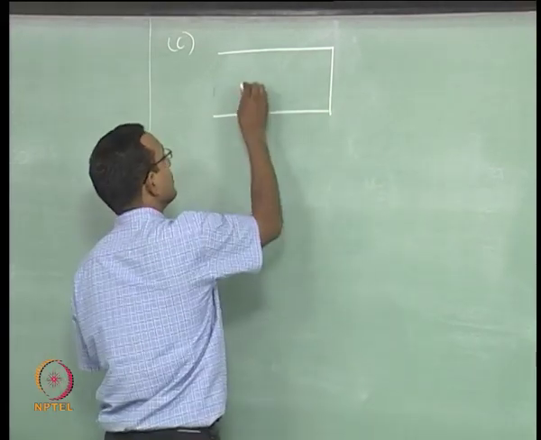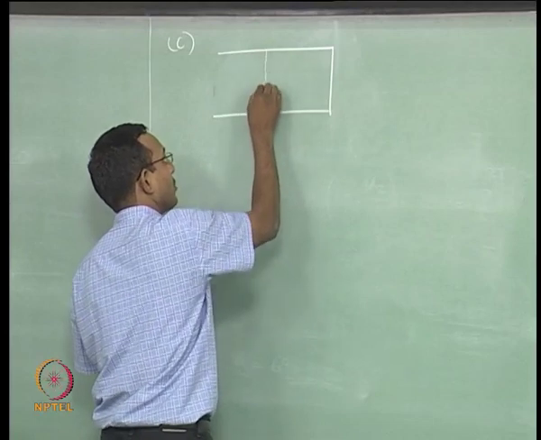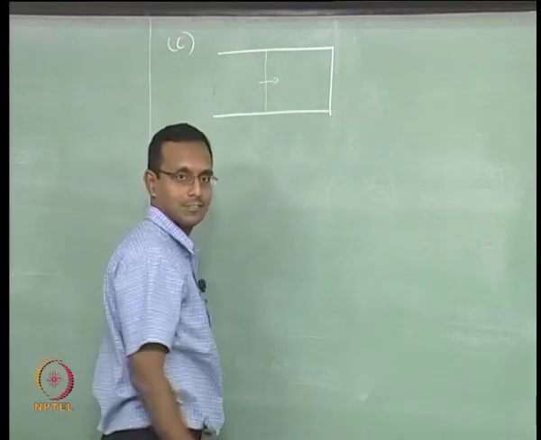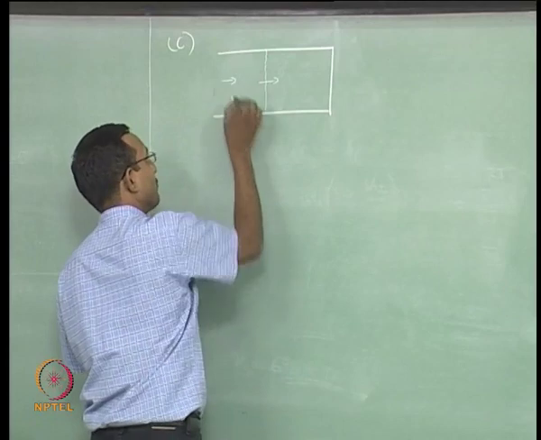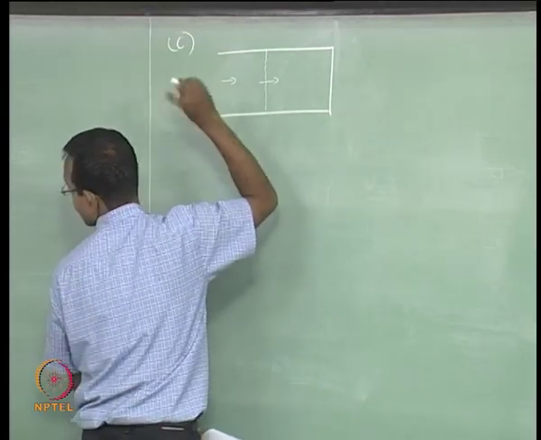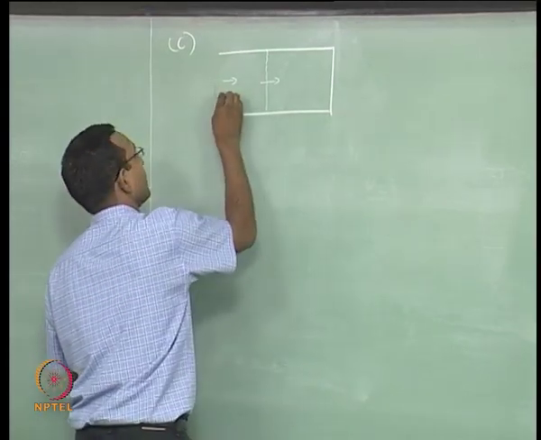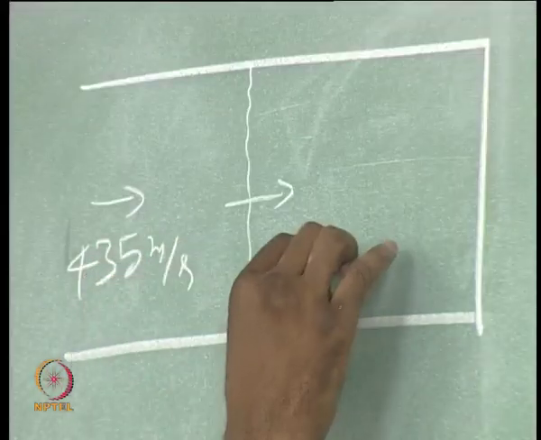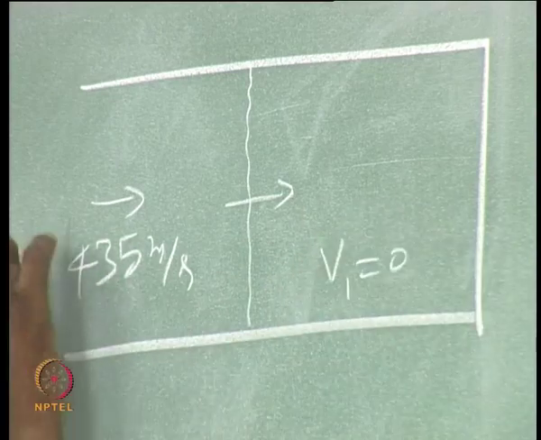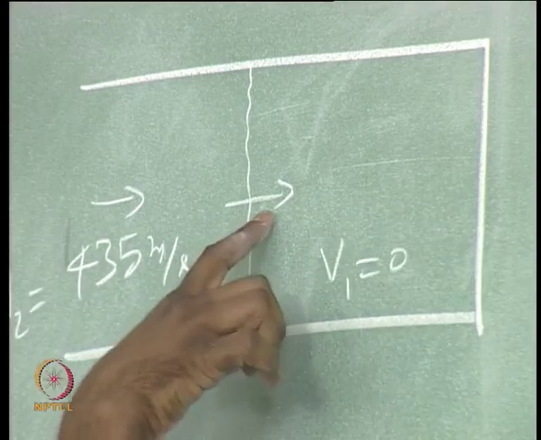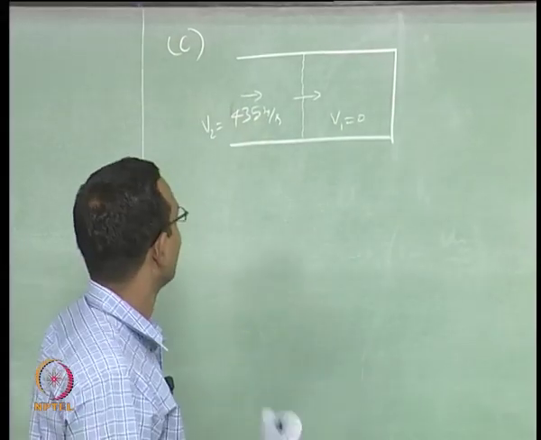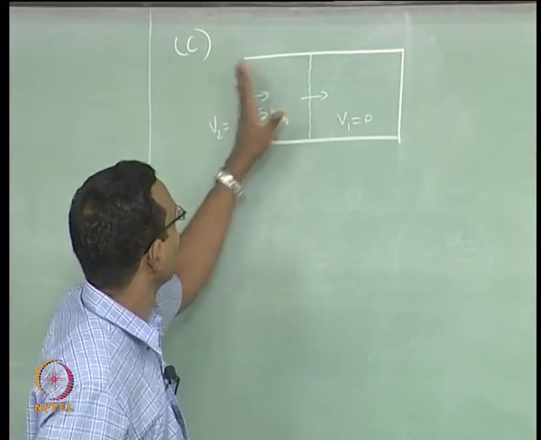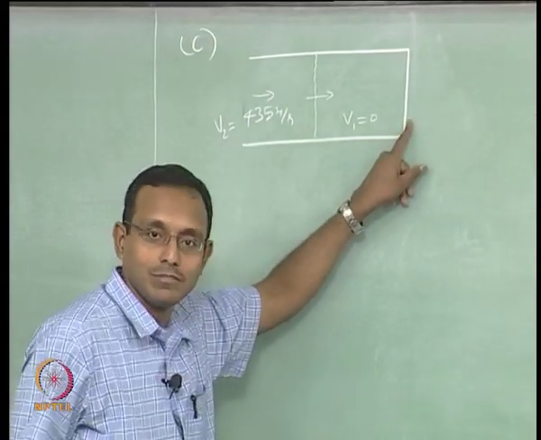Okay. So, what is happening now? There is a shock, it is going like this, and there is a flow coming here. What was the velocity there? We will pick the problem A, okay. 435 meter per second, this is V1 equal to 0, V2 is this, and this value was 696 meter per second, whatever. Okay. Now, this problem does not change till the shock goes and hits the wall.